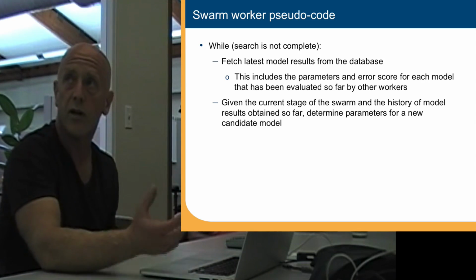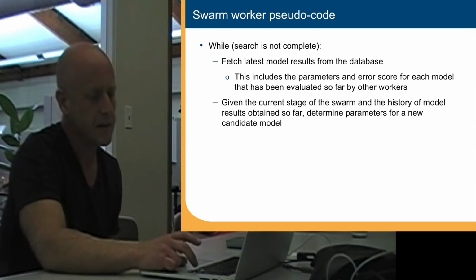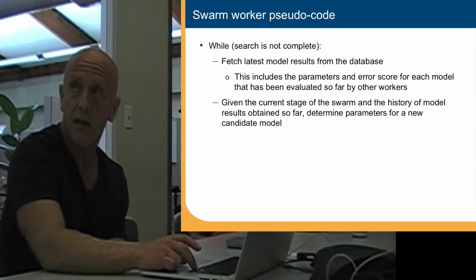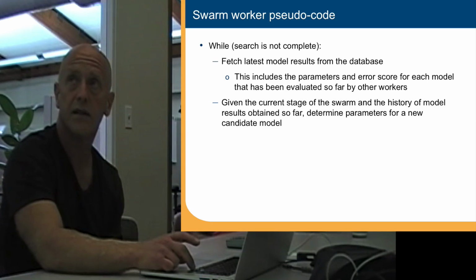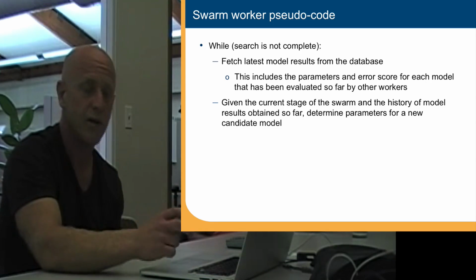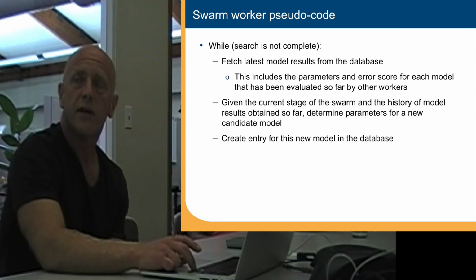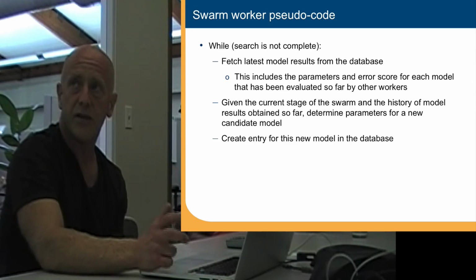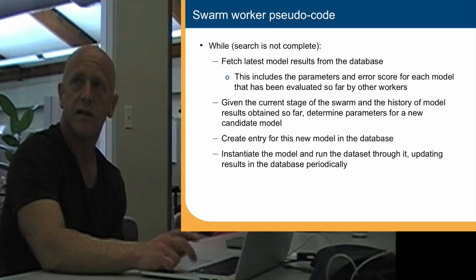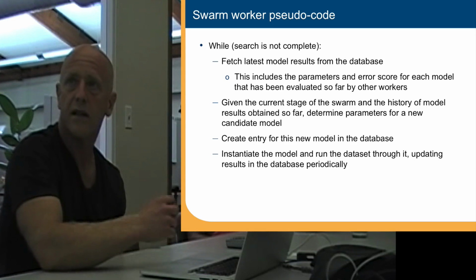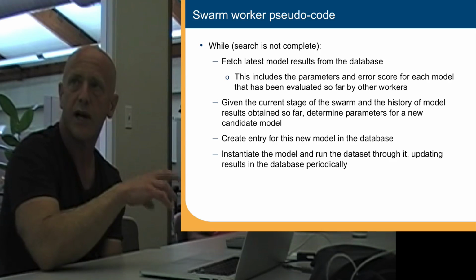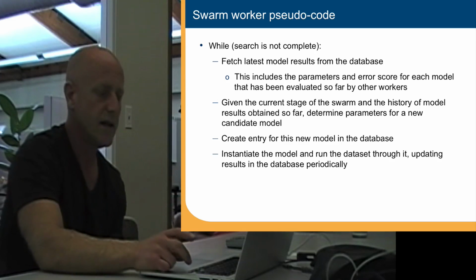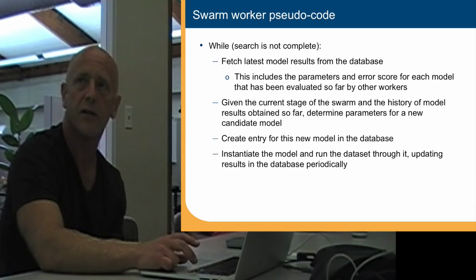So given the current stage of the swarm and the history of all the model results so far, this worker can now make a set of parameters for a new candidate model. And I'll talk a little bit later on about how it does that. It'll then create a new entry for this model in the database. It'll instantiate it, run it, and as it's running, it publishes periodic results to the database. And finally, when it's completed, it'll put in the final result of this model.